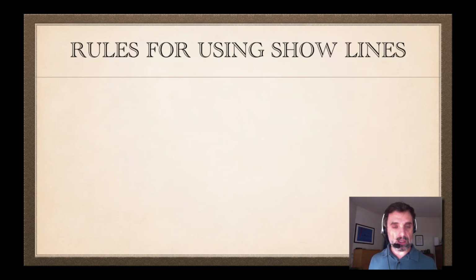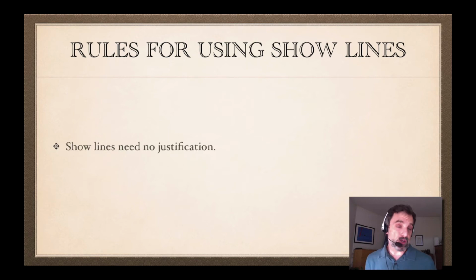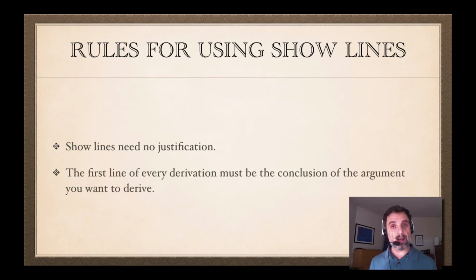So there are two things we need to understand about show lines, two rules. First is that they need no justification, and so you can actually write down any show line you want. The second, however, is that the first line of every derivation must be the conclusion of the argument you want to derive. So you say, here's the argument. I'm going to try to do a derivation of it. Okay, what's the conclusion? That's the first, and then you say show that. That's the first line of your derivation every time.